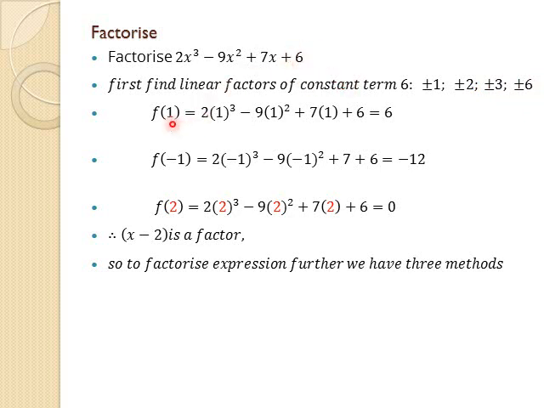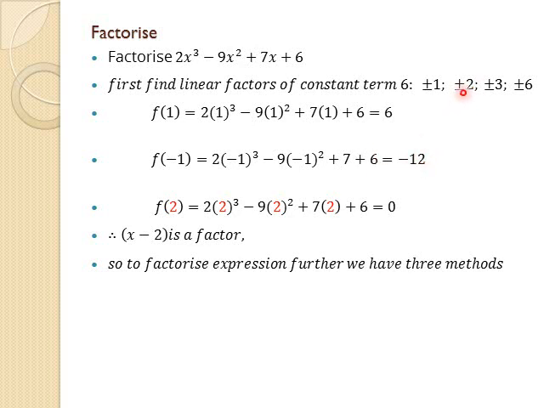Now if I test f(1), 2 times 1 cubed minus 9 times 1 squared plus 7 times 1 plus 6 equals 6. It has the remainder of 6. Test minus 1. Substitute in there. 2 times minus 1 cubed minus 9 times minus 1 squared minus 7 plus 6, that equals negative 12. Right, you can pause and calculate for yourself. Not equal to 0.